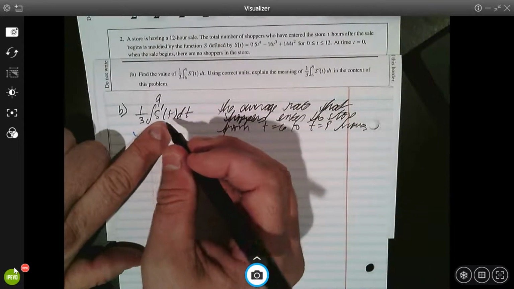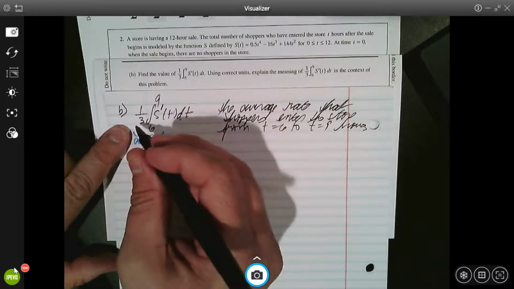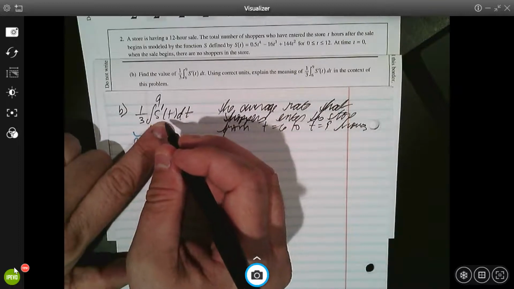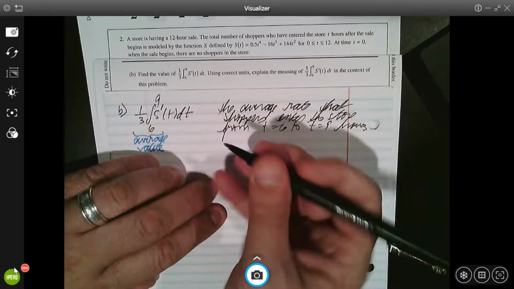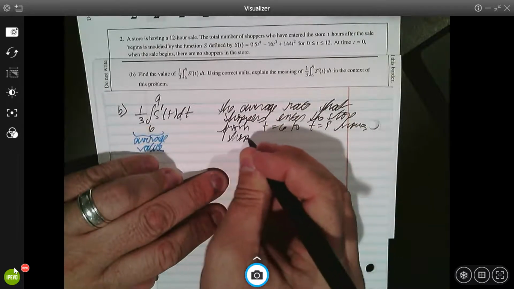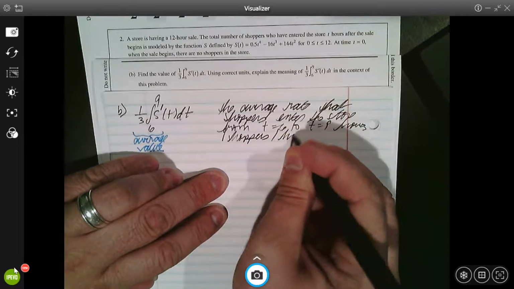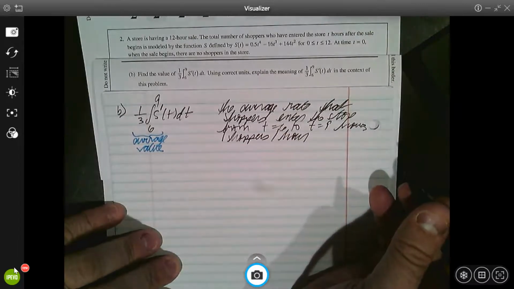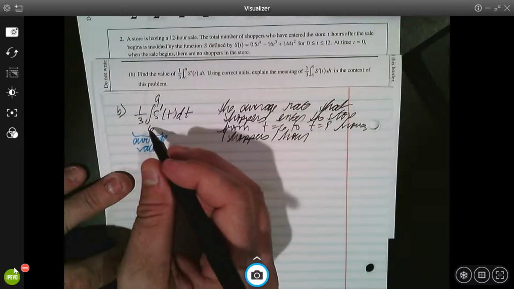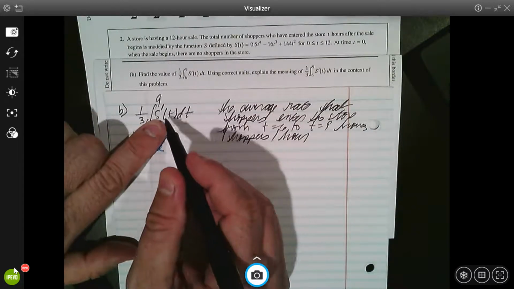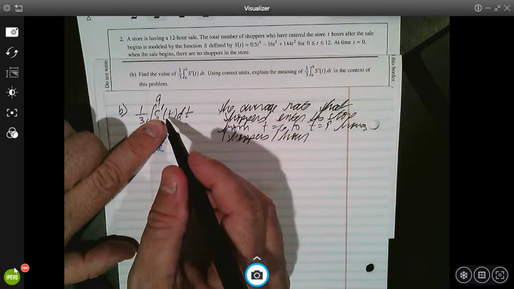The units, we look at S prime. If we're finding the average of S prime, the units for S prime are the units for the average, and the units for S prime are shoppers per hour. Great. Now we need to come up with the numerical value, and this is why I wanted to have S prime of t as a function earlier.